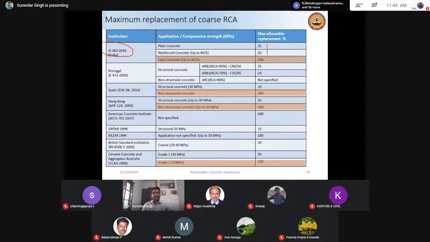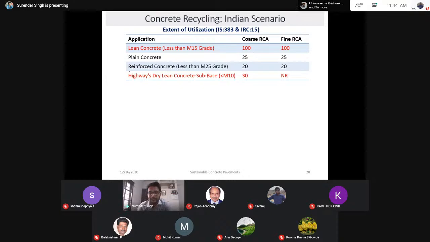And yesterday only, the MORT specifications, MORT, okay, so the ministry asked us, now we have to follow IS 383 and we can use the recycled aggregates. But what for the pavements? For pavements, they are saying you can use the recycled aggregate up to 30% only. For buildings, they say up to 100% when the strength is 15 MPa. In pavement, we have base course. The strength requirement is 10 MPa. Then also it is saying 30%.